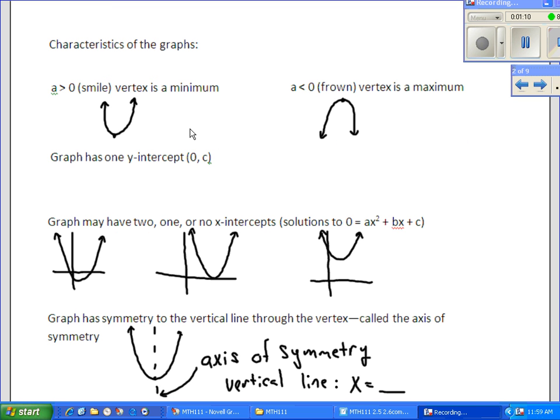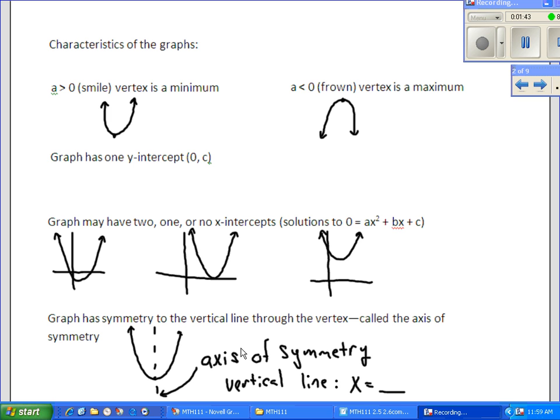Characteristics of the graph: if the a value, the number in front of the x squared, is positive, we get a smile for our parabola. It's a parabola that opens up, and the vertex would be the minimum of the function. If a is less than 0, we get a frowny parabola, and the vertex is the maximum of the function. The graph will always have one y-intercept, and it'll be the constant value of the function. The graph may have two, 1, or no x-intercepts, and we find those by setting the function equal to 0.